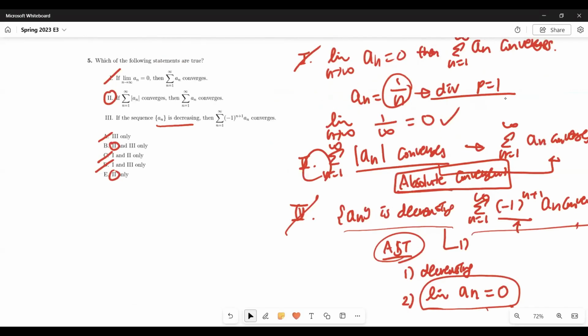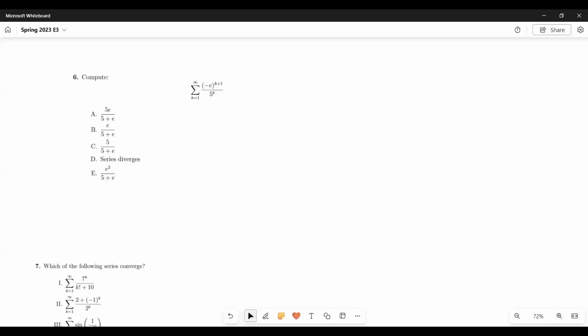So that means B is not right. That means E is the right answer. So E is the right answer. Okay, number 6, compute that thing.